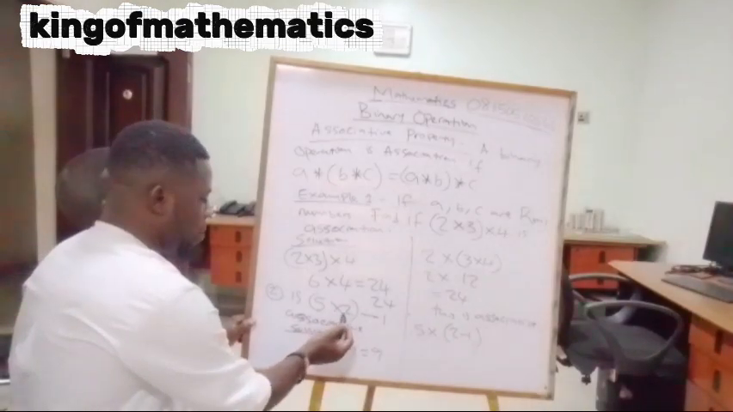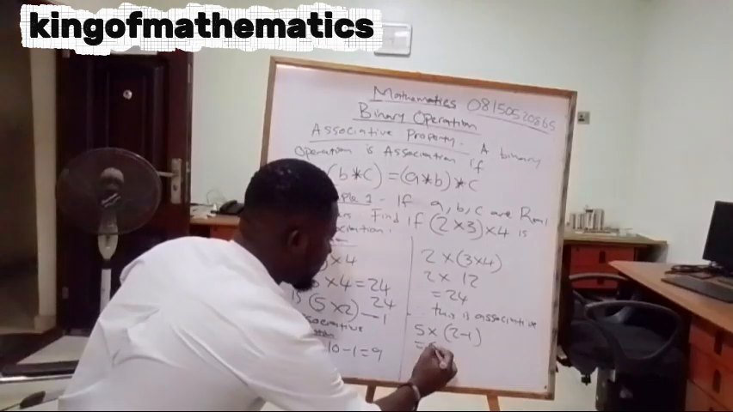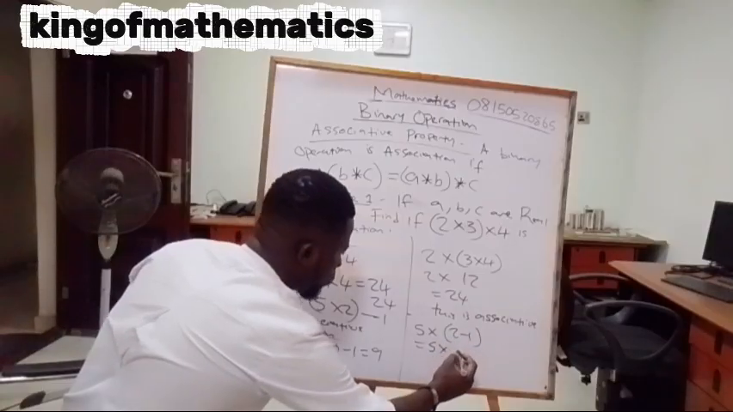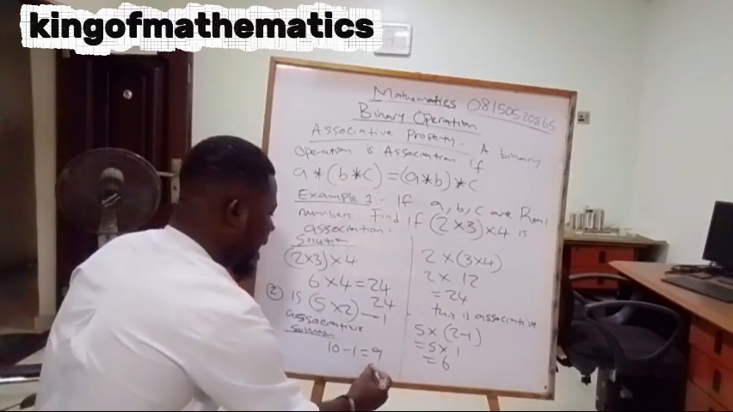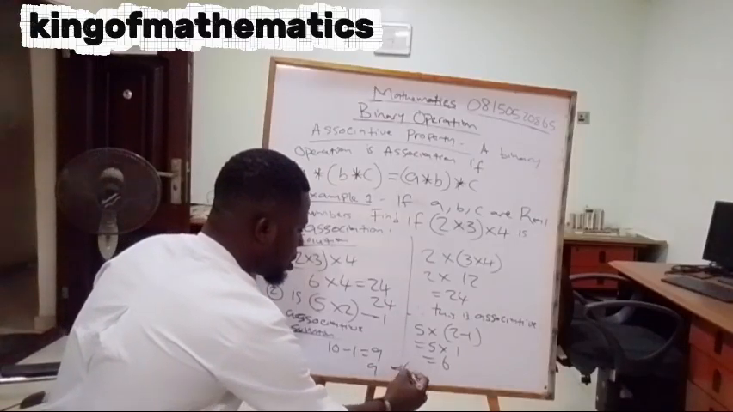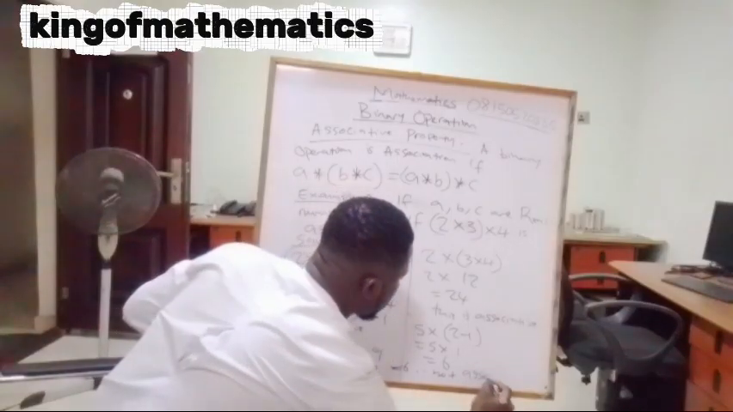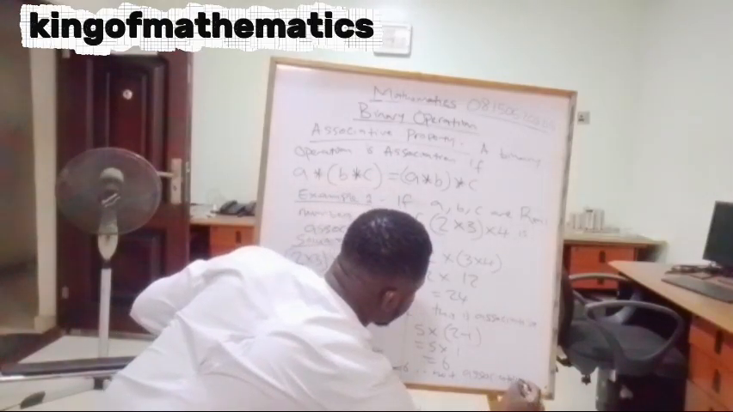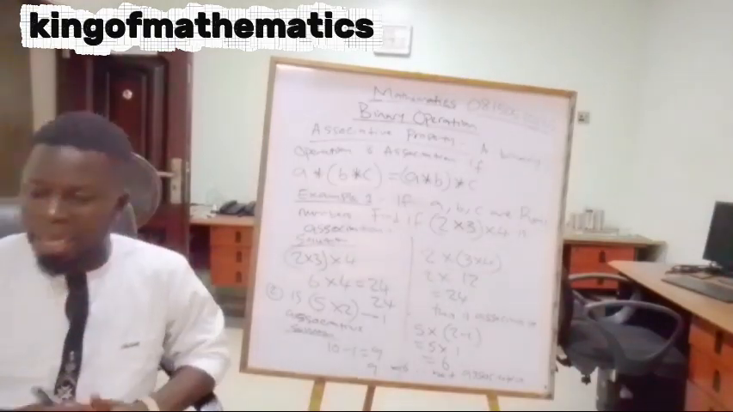Do you understand? This time, you put the brackets in these 2. So that will give us 5 times, what's 2 minus 1? That will give you 1, and this will be 6. You can see that 9 is not equal to 6. Therefore, not associative. So that's how to go about that.